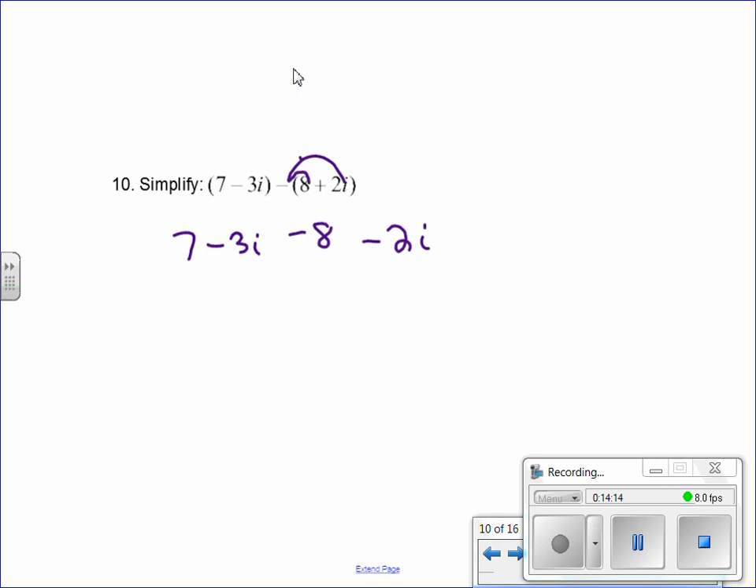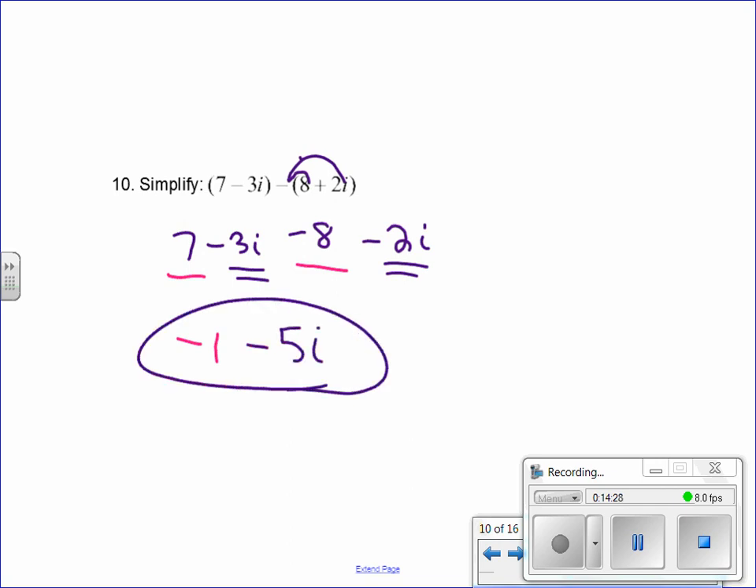So I'm going to add up my red real numbers. 7 and negative 8 is negative 1. And I'm going to add up my blue imaginary numbers. Negative 3i and negative 2i is negative 5i. And you're done. That's a multiple choice problem, if you're wondering. For sure.